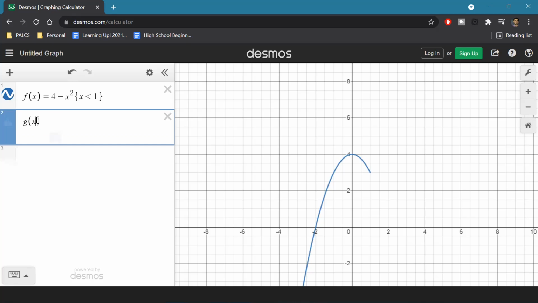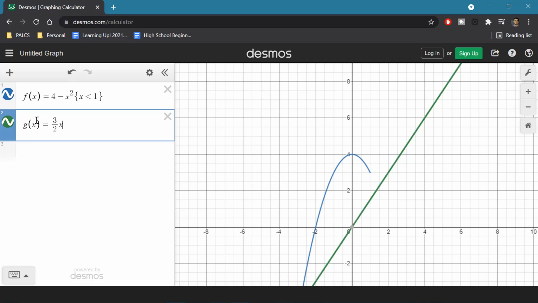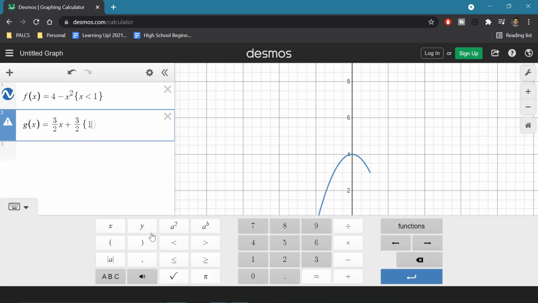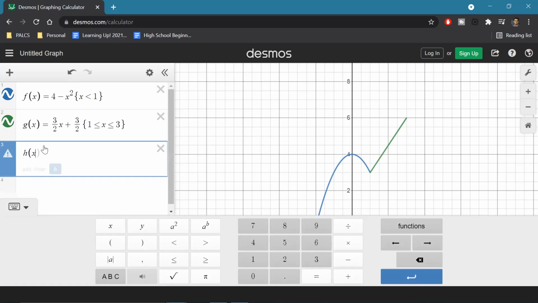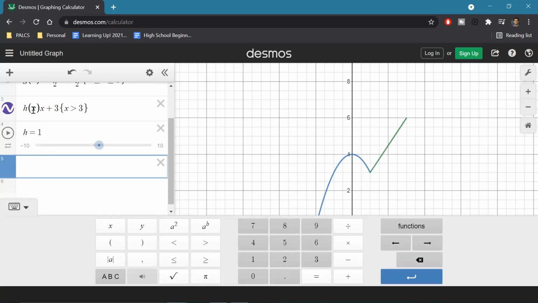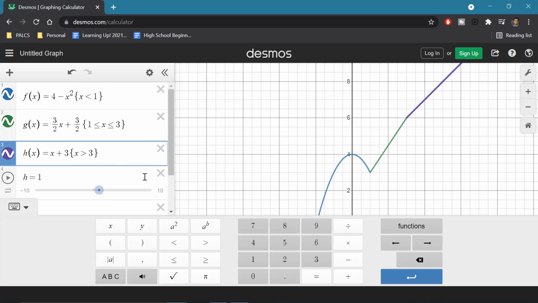Then the next piece we could call g of x, and that was 3/2 x plus 3/2, and that domain was x. Now the less than or equal to symbol you can get from the tray here. x is less than or equal to 3. All right, so you get that diagonal line there, and then h of x was x plus 3. And then in brackets, that would be x is greater than 3. Oops, forgot the equal sign there. That's going to help us out.